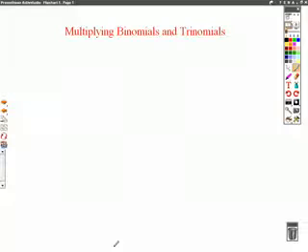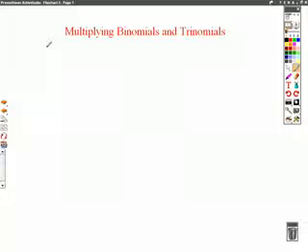This time we're going to visit multiplying binomials and trinomials. Basically, what's taking place right here is just an advanced form of distribution. Not a big deal. I'm going to give you two different techniques. You choose one, whichever works best for you, and they'll work almost every single time.